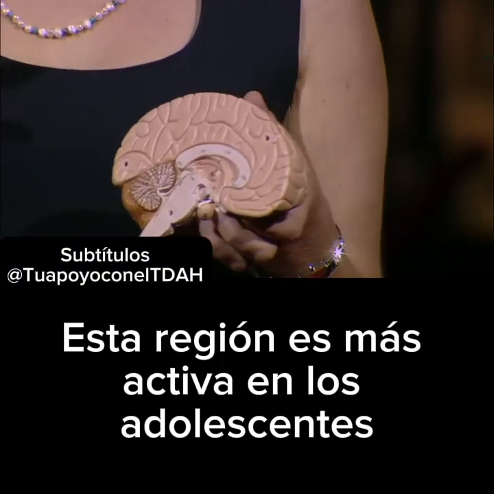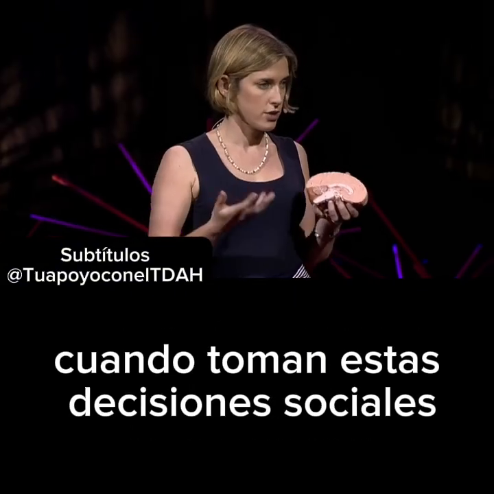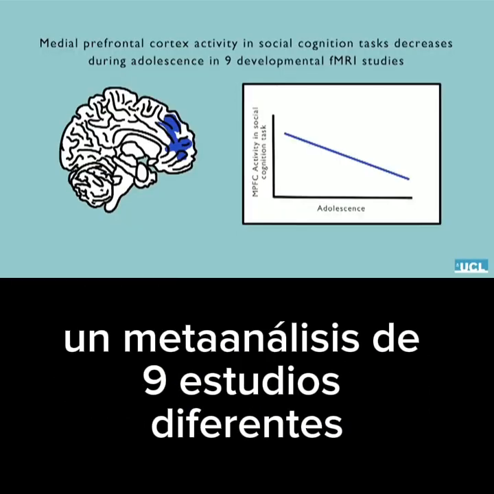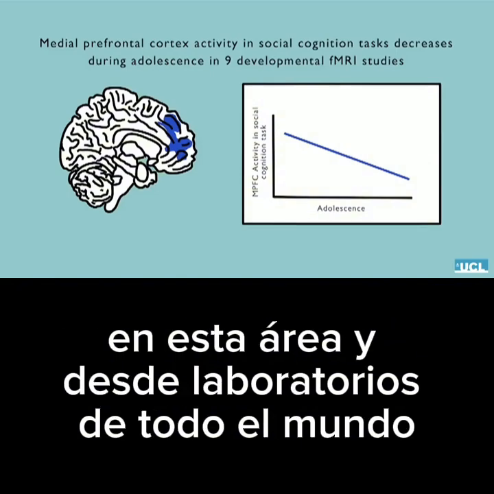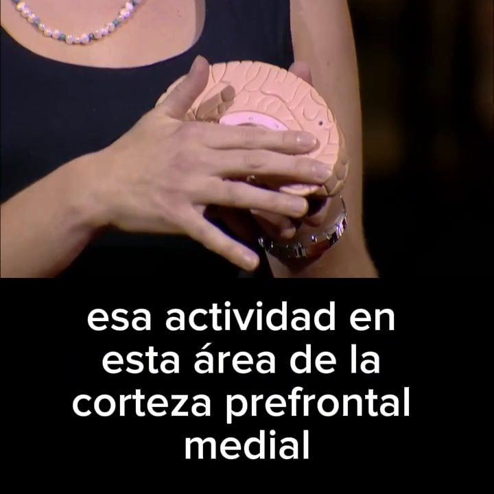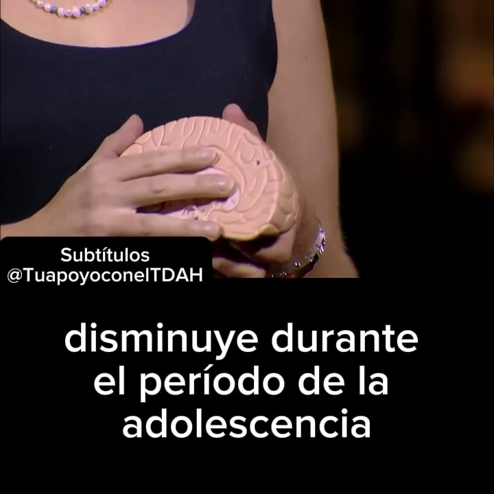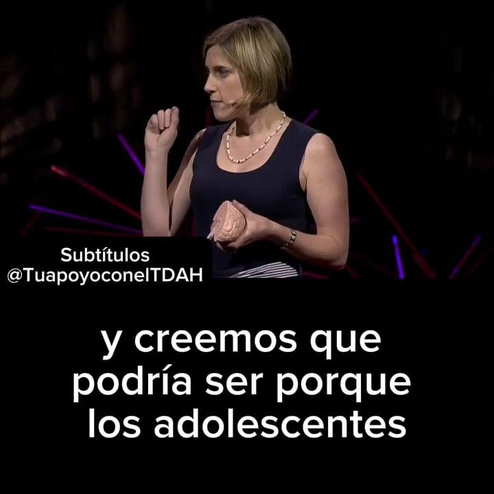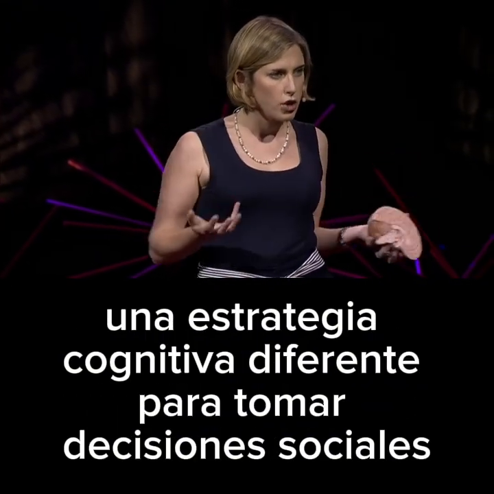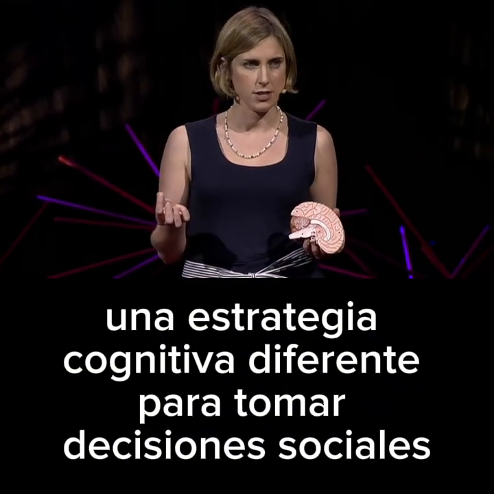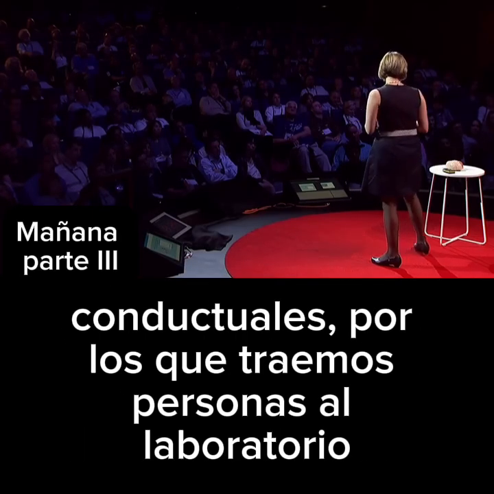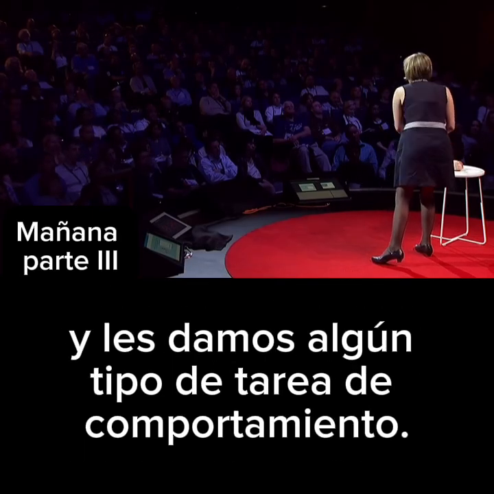This region is more active in adolescents when they make these social decisions and think about other people than it is in adults. And this is actually a meta-analysis of 9 different studies in this area from labs around the world, and they all show the same thing, that activity in this medial prefrontal cortex area decreases during the period of adolescence. And we think that might be because adolescents and adults use a different mental approach, a different cognitive strategy to make social decisions. And one way of looking at that is to do behavioral studies, whereby we bring people into the lab and we give them some kind of behavioral task.